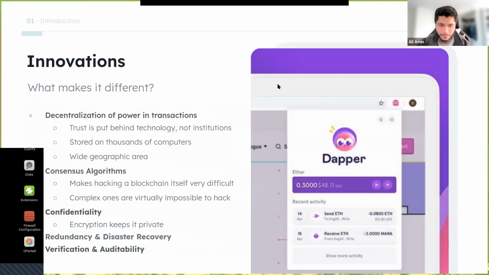Okay, good. So what makes blockchains different than just regular technology? So this is our client Dapper. This is one of their browser add-ons for a wallet.